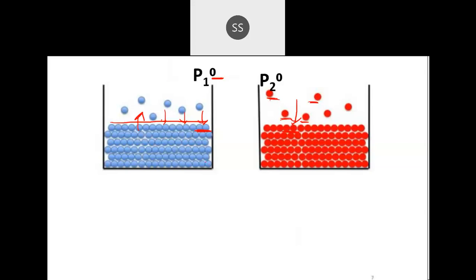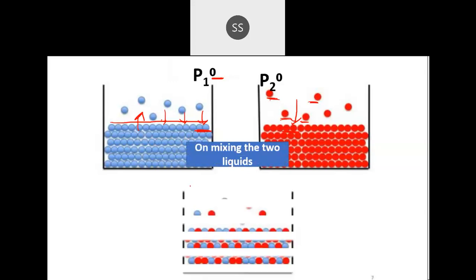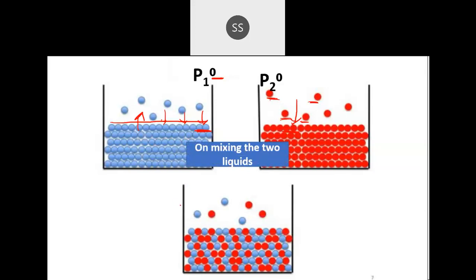Now if I mix both of these liquids, what will happen to the vapor pressure? Still, can I write the blue ones as P1 naught and the red ones as P2 naught? Whatever pressure they are, can I write like that? Yes or no? You just tell me. No, I can't write. Yeah, many of them are saying no.